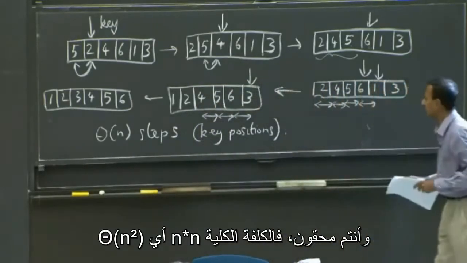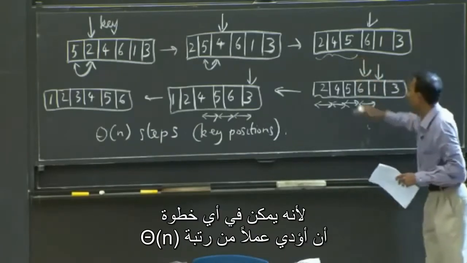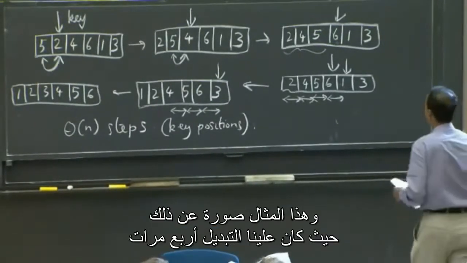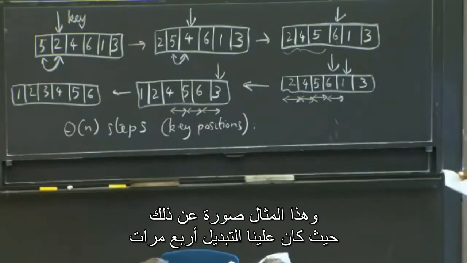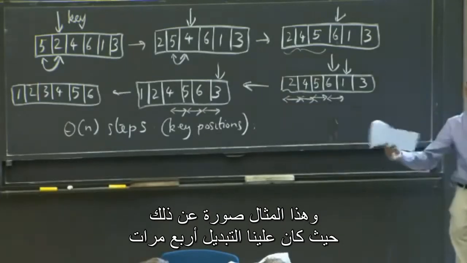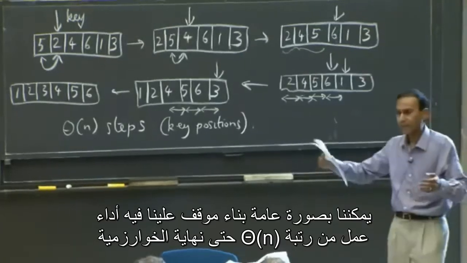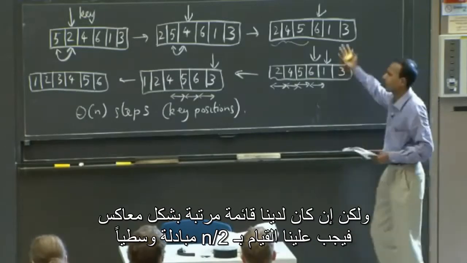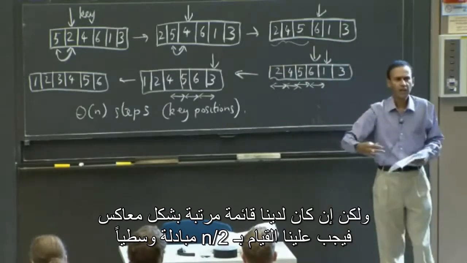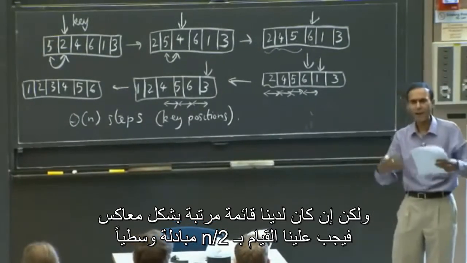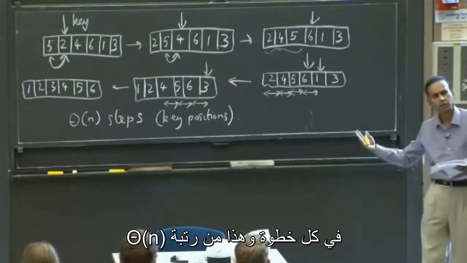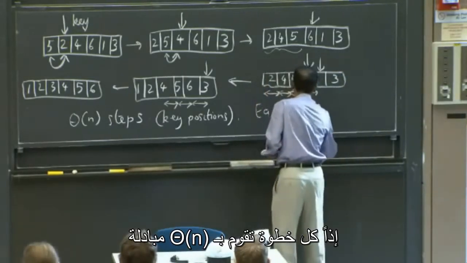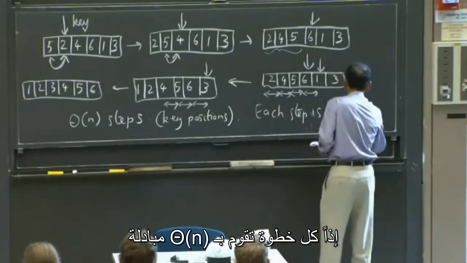And you're right, it is n squared, because at any given step, it's quite possible that I have to do theta n work. One example is this one right here, where I had to do 4 swaps. In general, you can construct a scenario where towards the end of the algorithm you'd have to do theta n work. If you had a list that was reverse sorted, you would have to do, on average, n by 2 swaps as you go through each of the steps, and that's theta n. So each step is theta n swaps.